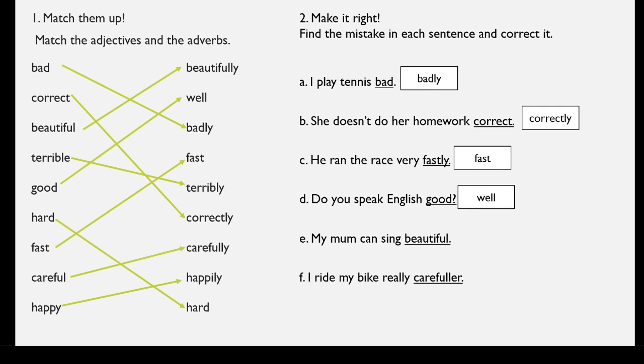My mom can sing beautiful. Wrong. We should write beautifully instead. I ride my bike really carefully. What is it? It's totally wrong. We should use carefully.